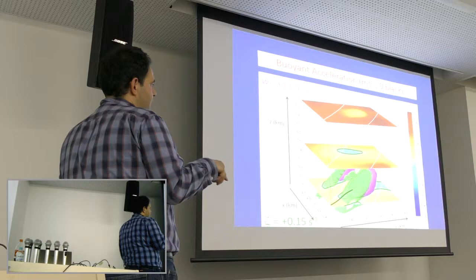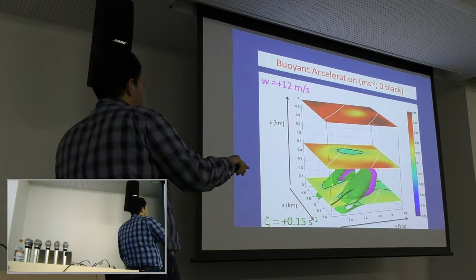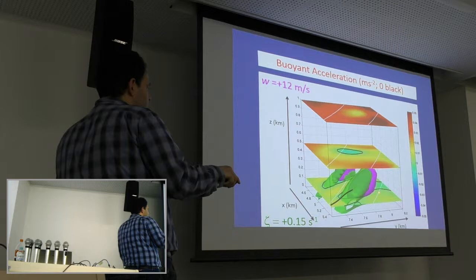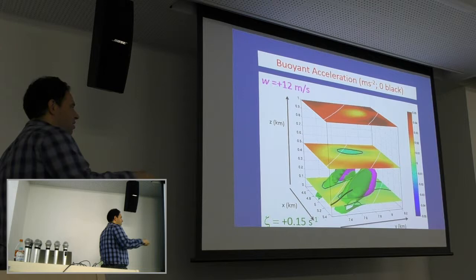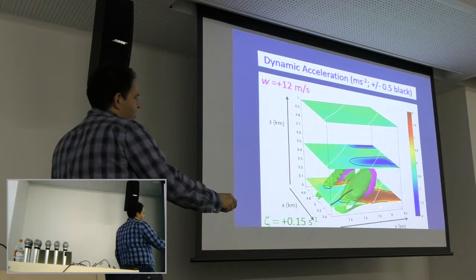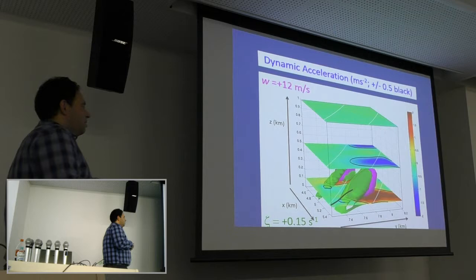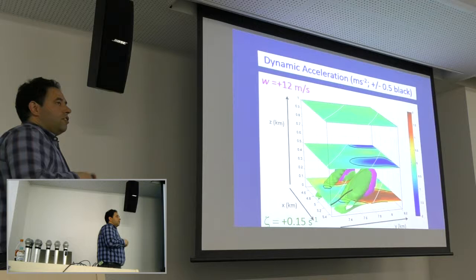So this is an example of another updraft in the coarse 125 meter simulation, and the cross sections here show the buoyant acceleration in meters per second squared. It's pretty small, and it's actually negative where the updraft is, so it's slightly negatively buoyant here. Whereas the dynamic acceleration is two orders of magnitude larger, so this is 2 meters per second squared, and it's all dynamic acceleration that's responsible for the vertical motion here.